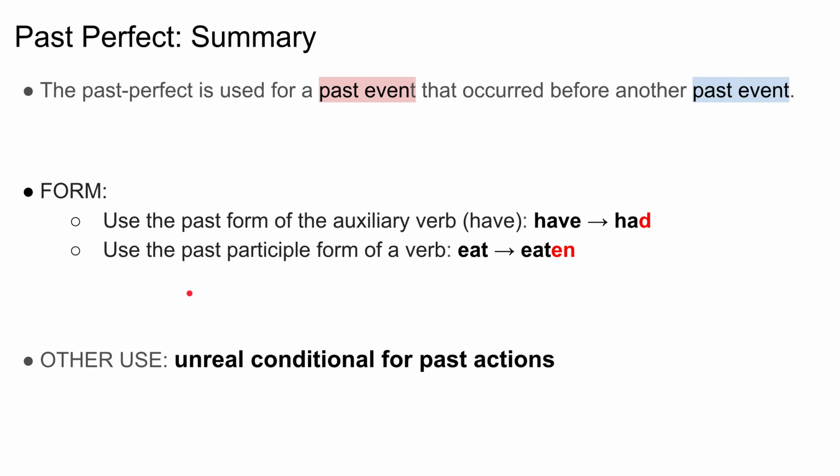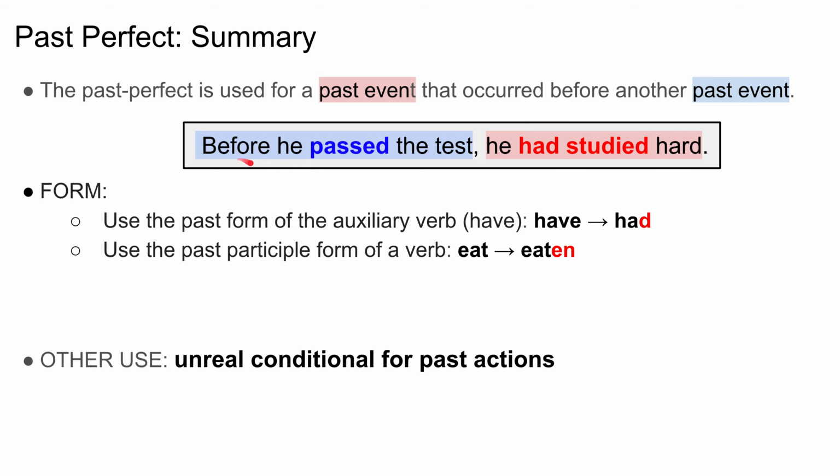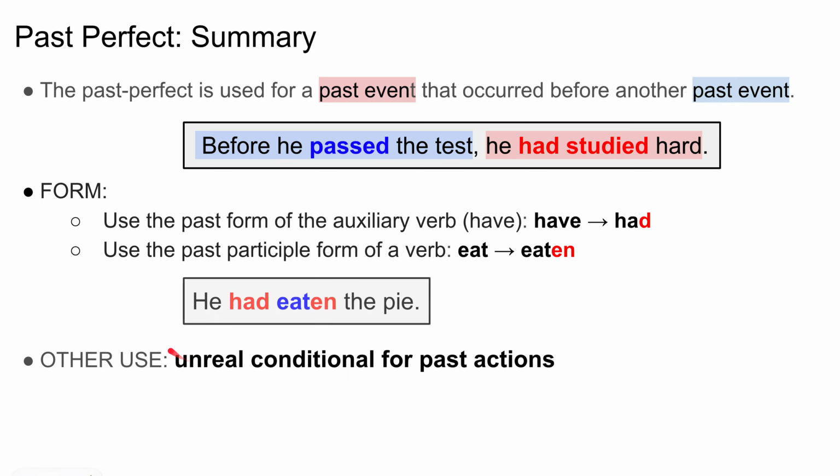All right, so that concludes this. Let's quickly summarize. The past perfect is used for a past event that occurred before another past event. Before he passed the test, he had studied hard. The form of the past perfect is like the present perfect, but shoved to the past. So we use the past form of the auxiliary verb have, had, and the past participle form of the verb eat, eaten. So he had eaten the pie.